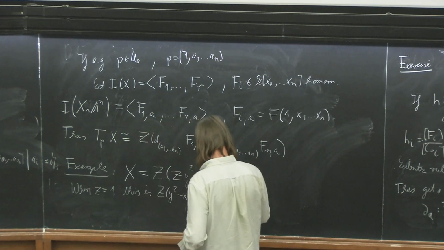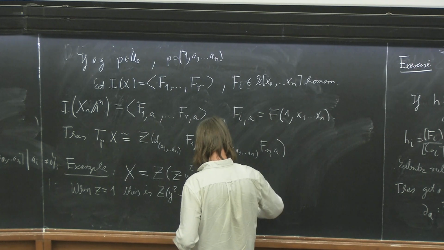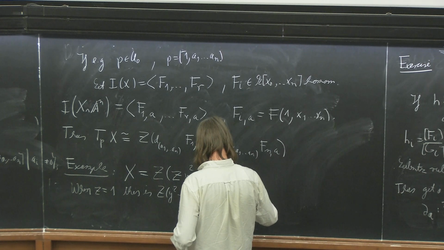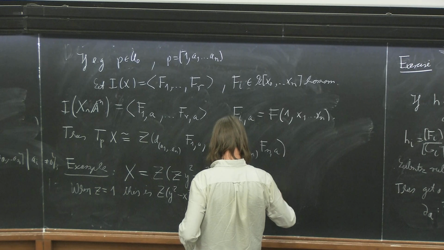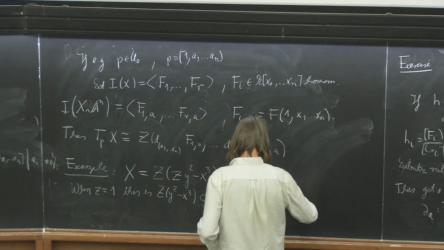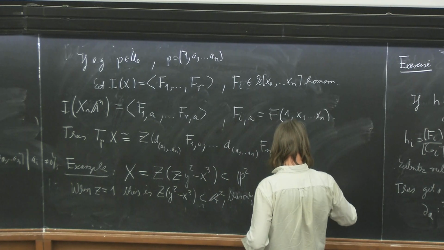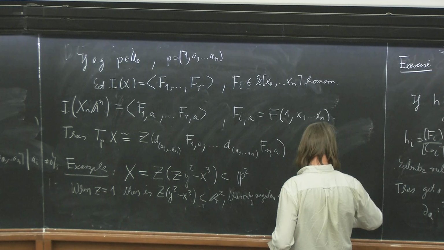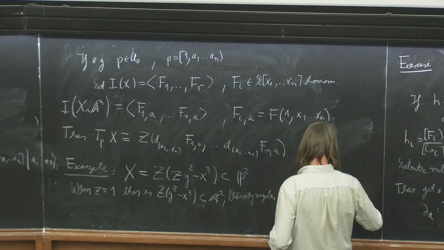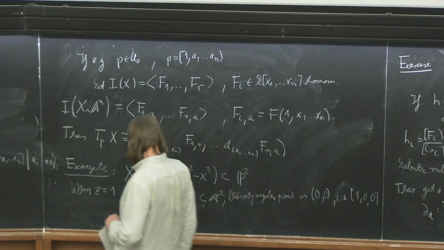So in this chart the only singular point is the point (0, 0), which in the projective space is the point (1, 0, 0), if Z is the zeroth coordinate.